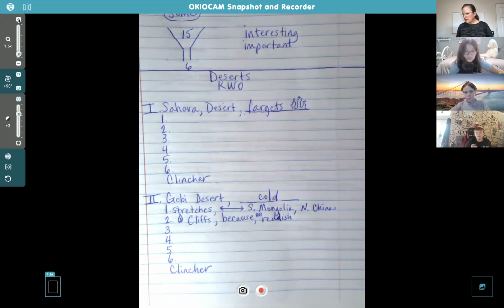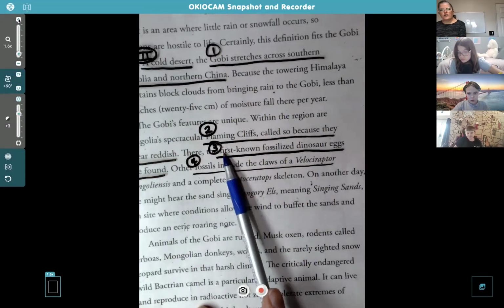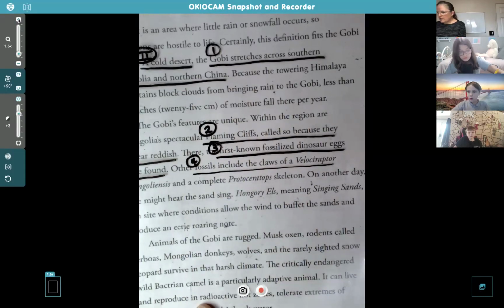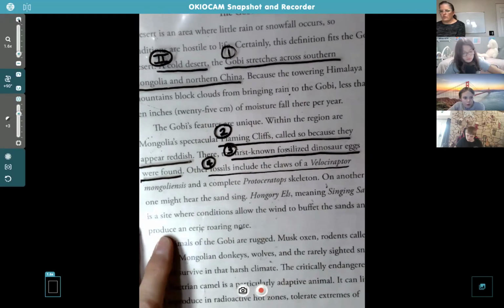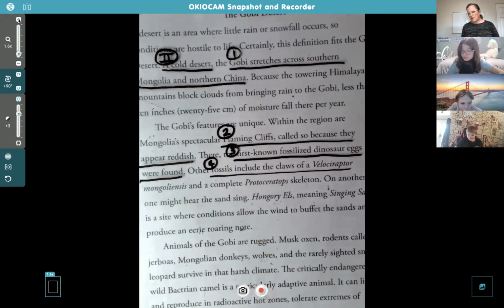Okay, good job. And then the next one, number 3, that's going to be for you, Trevor. Number 3 says, we underlined here, first known fossilized dinosaur eggs were found. How can we put that on our outline?